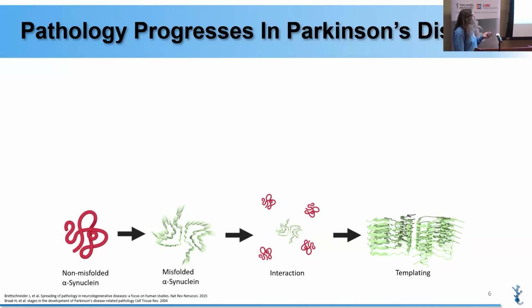through this process where we have this alpha-synuclein, which for unknown reasons takes on this misfolded conformation. We still haven't figured out why this occurs, just that it does. And that this misfolded alpha-synuclein interacts with the healthy, non-pathologic alpha-synuclein and leads to this templating effect where it aggregates and builds out these large aggregates that we call Lewy pathology.